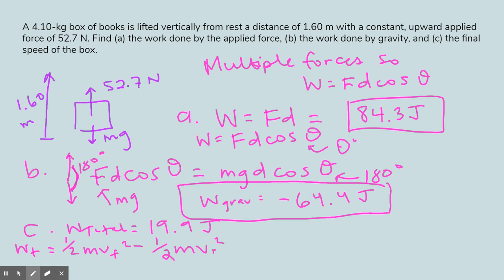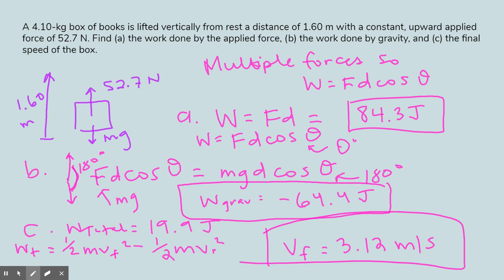Plug all of the appropriate information in, with your total work being 19.9 joules, and you should have found that your final velocity is 3.12 meters per second. And that will be your final answer here. Okay. Again, please let me know if you have questions about any of these. Sometimes it can be difficult to explain certain portions of this through video.